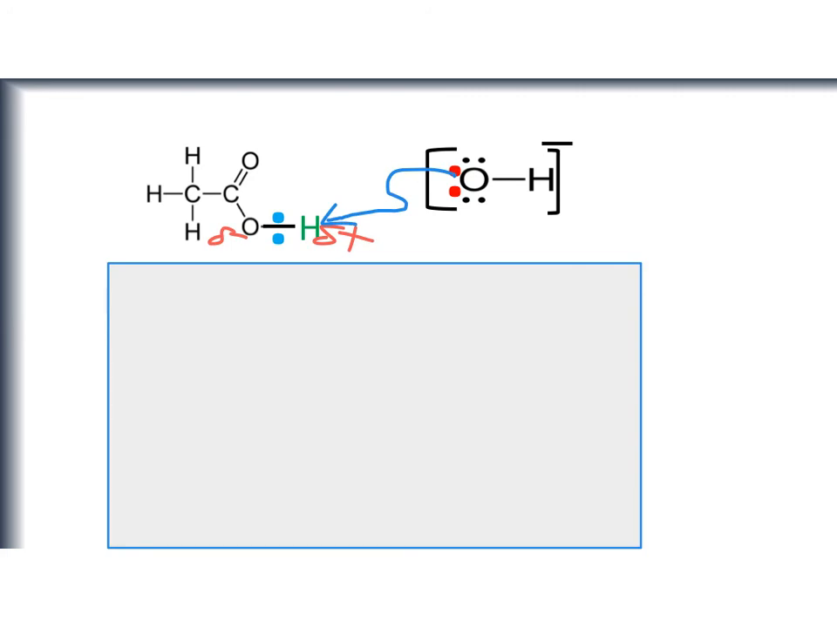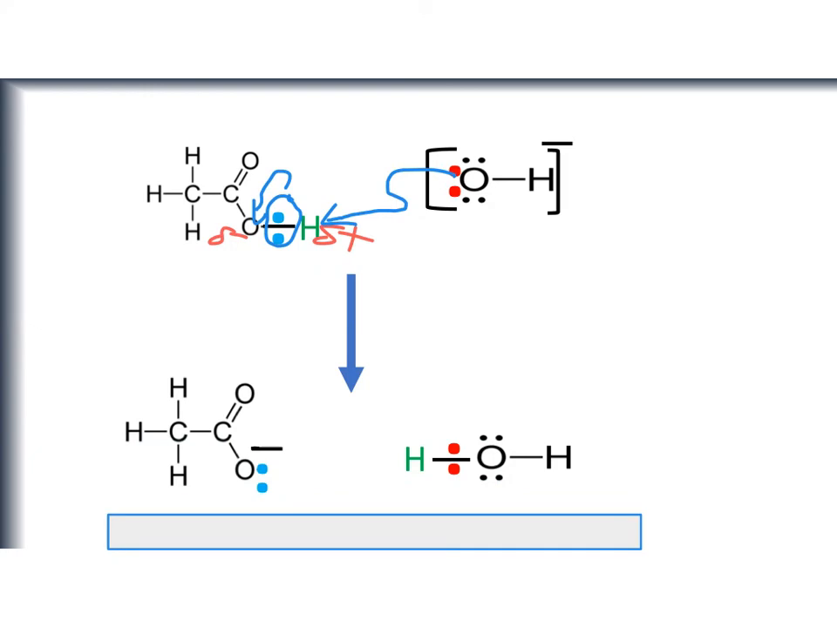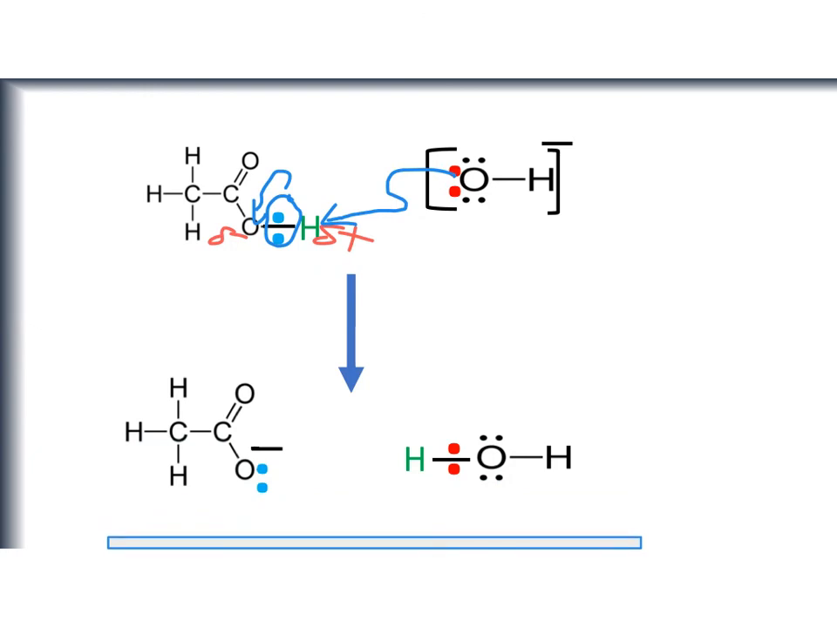But hydrogen can only form one bond. So as that bond forms, these two electrons here will have to leave and go onto my oxygen. So what's the result? Well, my two red electrons have formed a bond with my hydrogen, and my blue electrons are now a lone pair on my oxygen, and that oxygen now has a negative charge because it's lost the hydrogen ion H+.